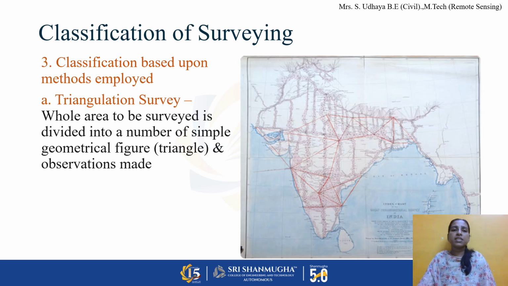Next, the other classification is based upon the methods employed. There are two methods in general. First one is triangulation survey. Here the whole area to be surveyed is divided into a number of simple geometrical figures, that is triangles, and the observations are made.